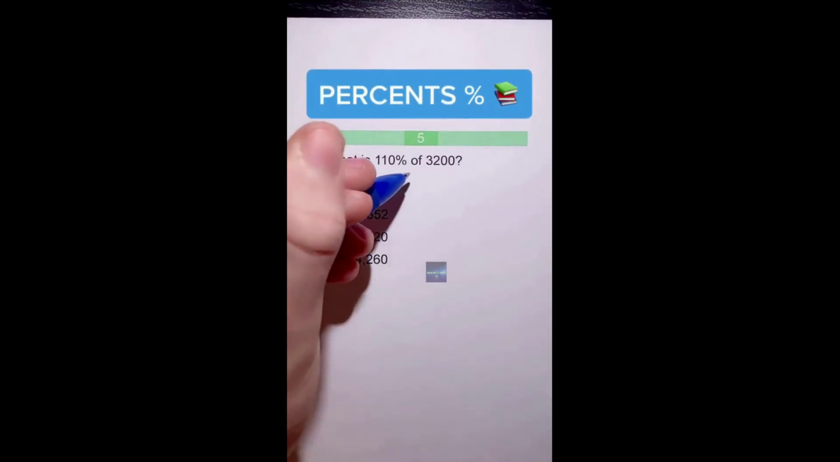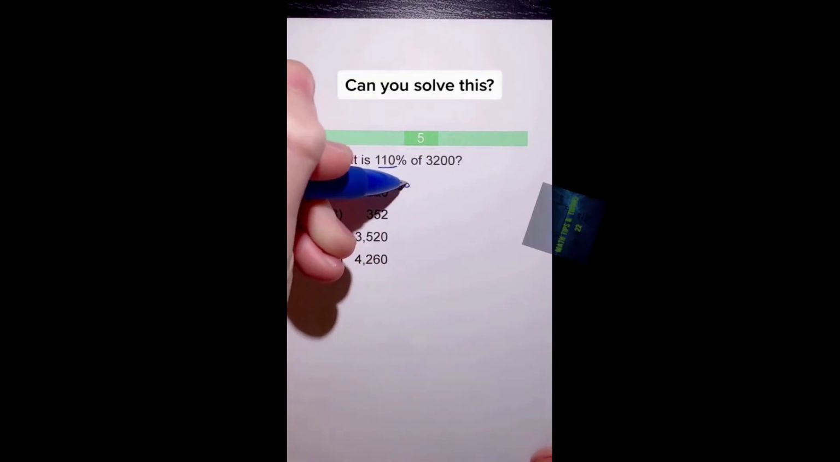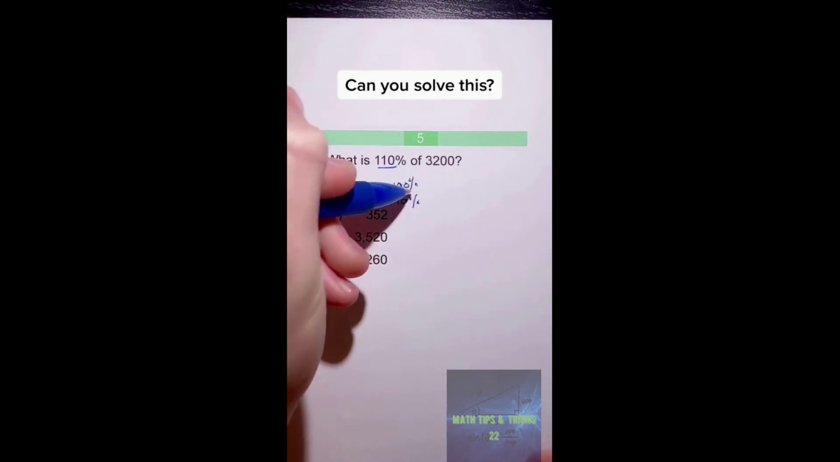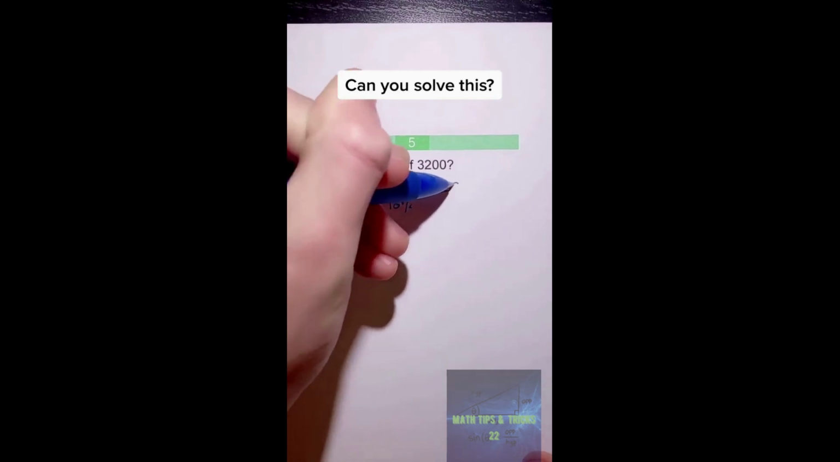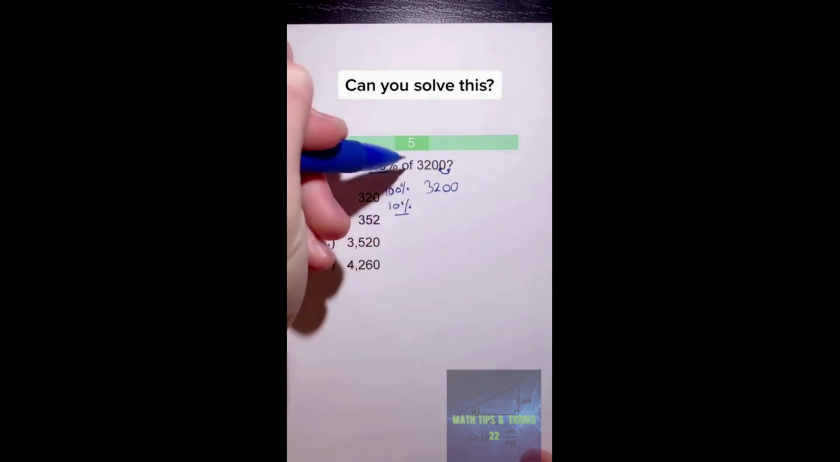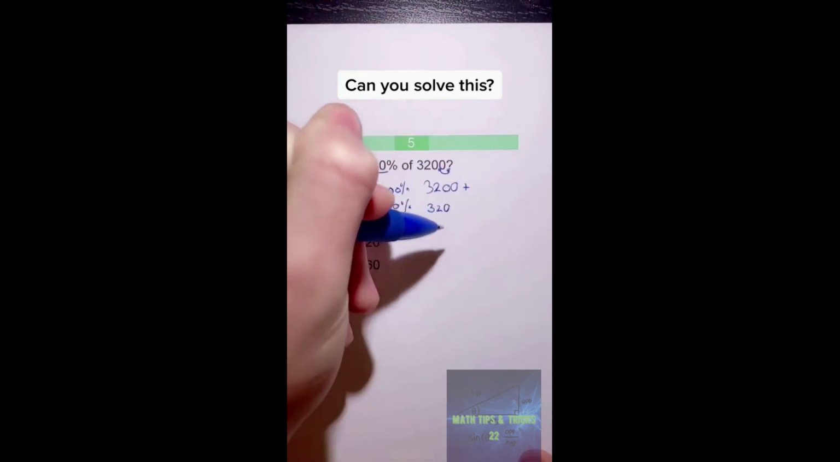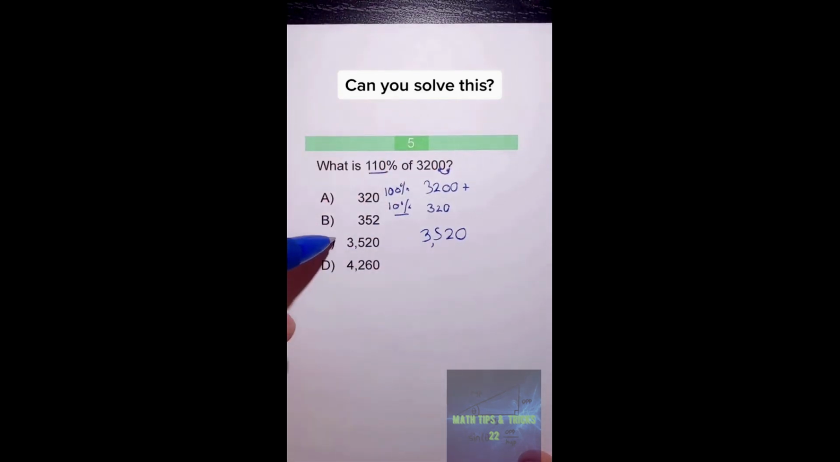What is 110% of 3,200? First, what we want to do is break this 110% into 100% and 10%, respectively. And then we can just find 100% of 3,200. 100% of 3,200 is just 3,200. And 10%, to find 10% of any number, all we have to do is move the decimal point one place over. So that's 320. So we add them together. 3,200 plus 320 is 3,520. And that's our answer. We can choose C.